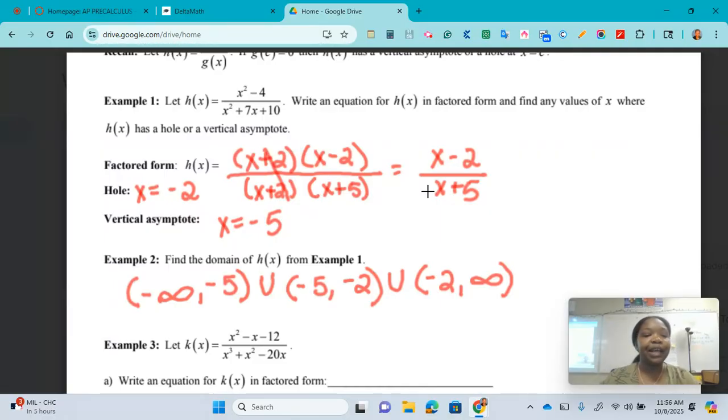While I'm leaving it at this one, please go ahead and look at example 3. I want you all to go ahead and factor k of x, the numerator and the denominator.